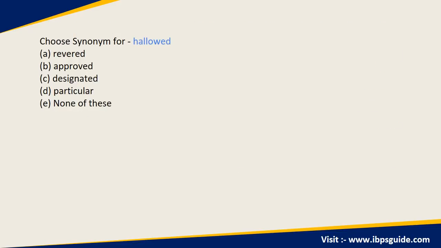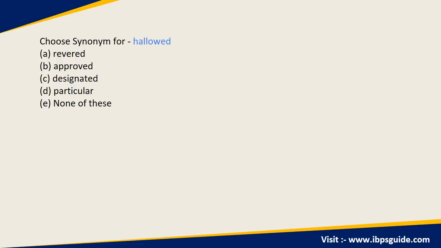Now that we have a basic idea about what hallowed could mean, let's take a look at the options. A, revered. B, approved. C, designated. D, particular. And E, none of these. So as you can see, options B, C and D are all very normal terms. Approved, designated, particular, right? It doesn't necessarily mean something that is very important or something that is respected a lot. But the word revered actually means something that is worshipped. Okay, something that has a lot of significance.